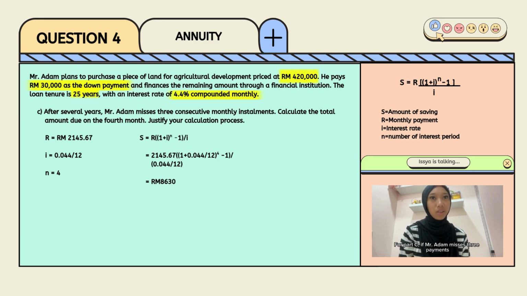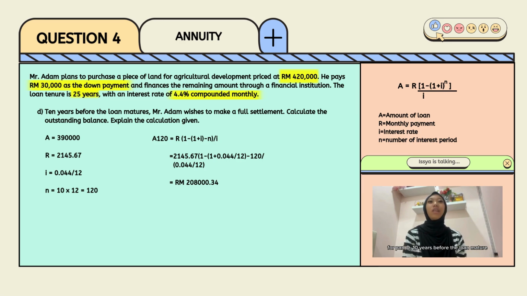For part C, if Mr. Adam misses 3 payments and wants to settle everything on the 4th month, we treat this as a short-term annuity. We use the future value formula, S equals R multiplied by ((1 + i)^n minus 1) divided by i, with n equal to 4. This accounts for 4 payments plus interest gathered during those months. The total amount due on that 4th month is RM 8,630.